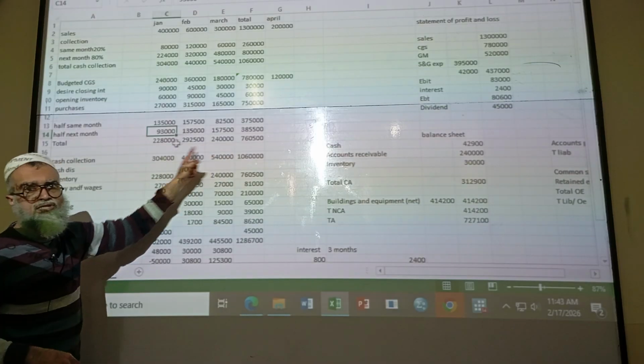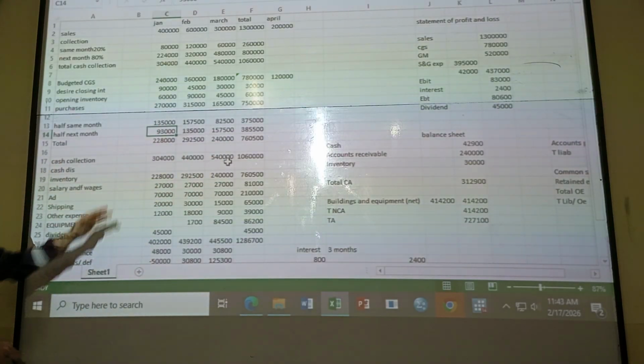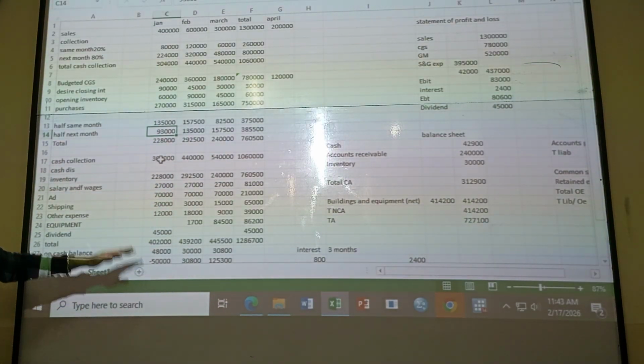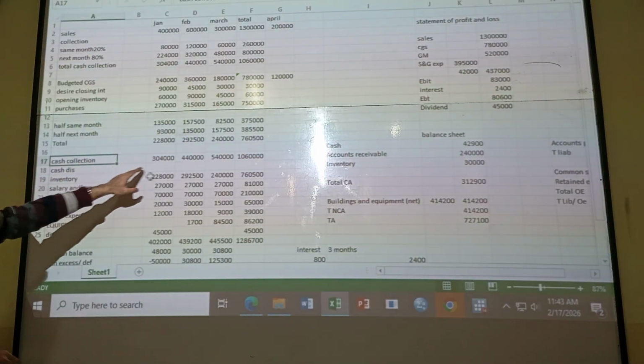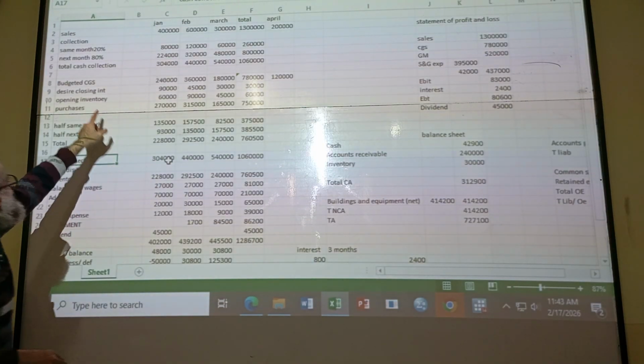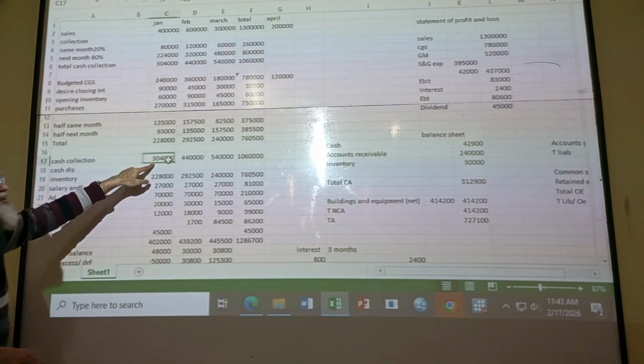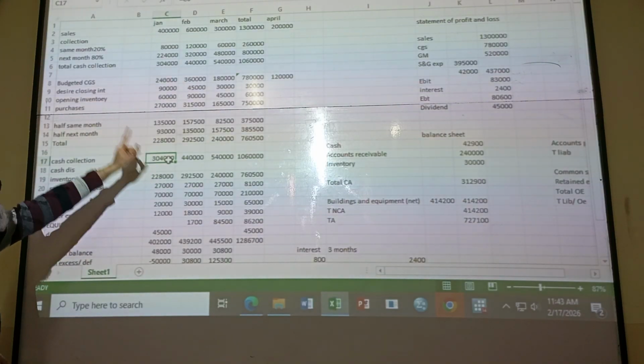You will get the total for the purchases as well. This is done. Now, the next one is cash budget. For the cash budget, you need to have all cash collection, which is over here. So you simply copy the formula, copy the figures from there.